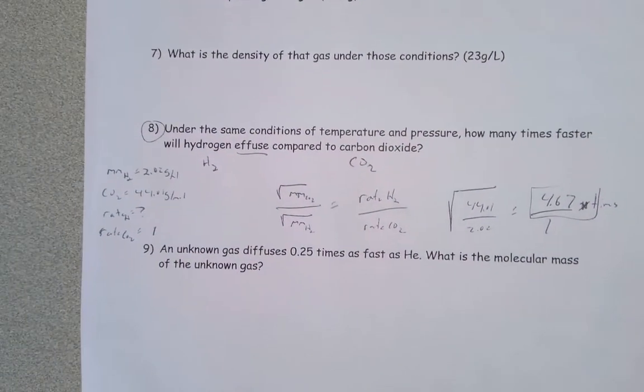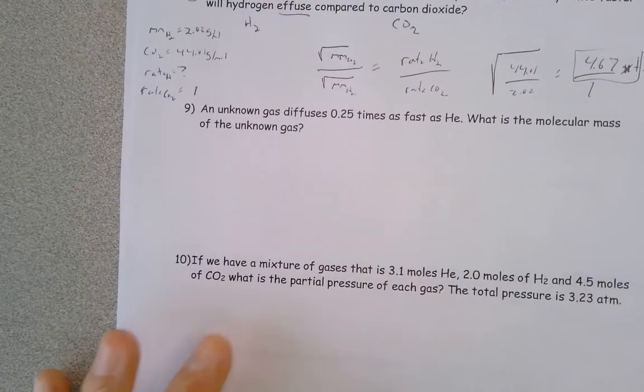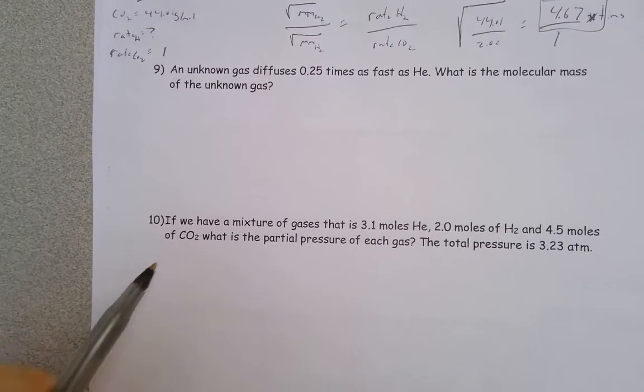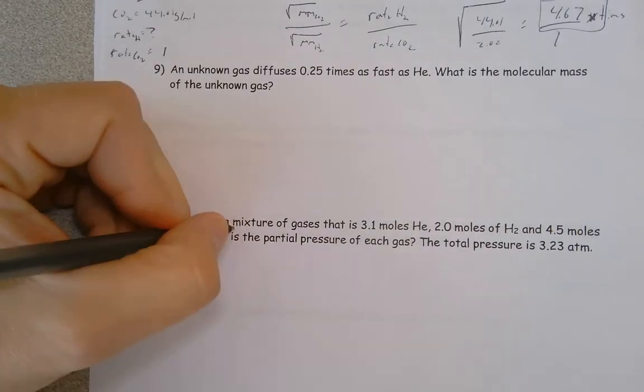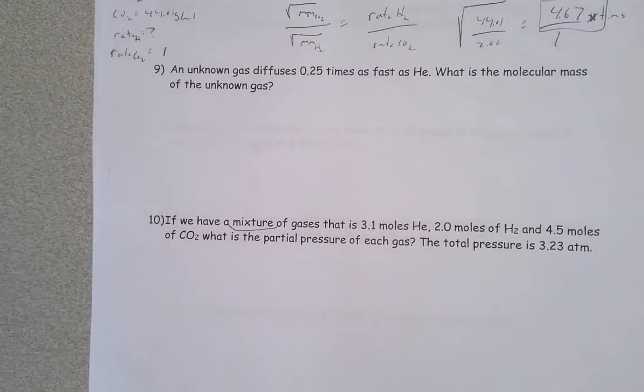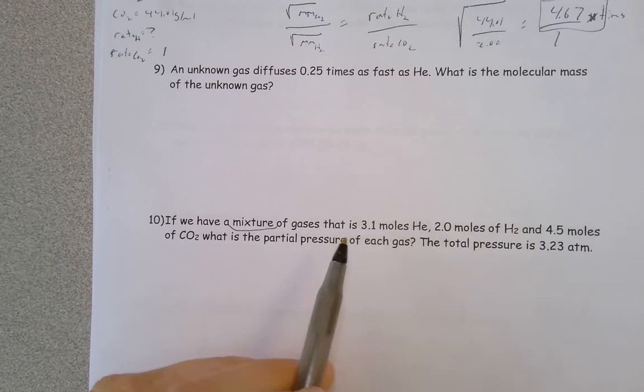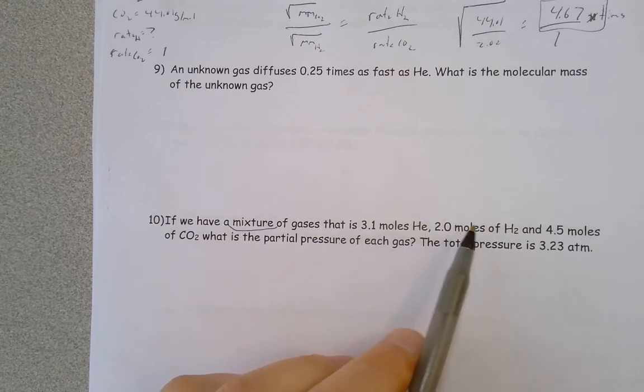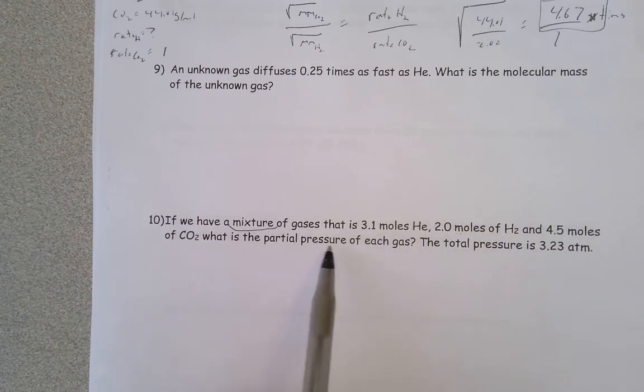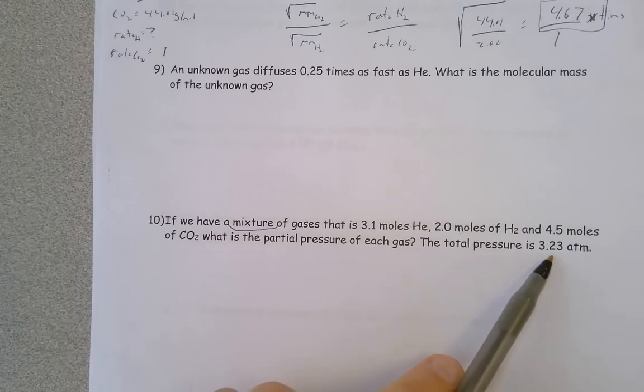Right. Okay. Here's a Dalton's law of partial pressures problem. Maybe we'll work one of those. If we have a mixture of gases, right? So note, when I start hearing mixtures of gases or collected over water, those are some keys to tell me Dalton's law of partial pressures. Mixture of gases, that's 3.1 moles of helium, 2 moles of hydrogen, 4.5 moles of CO2. What's the partial pressure of each gas if the total pressure is 3.23 atmospheres?